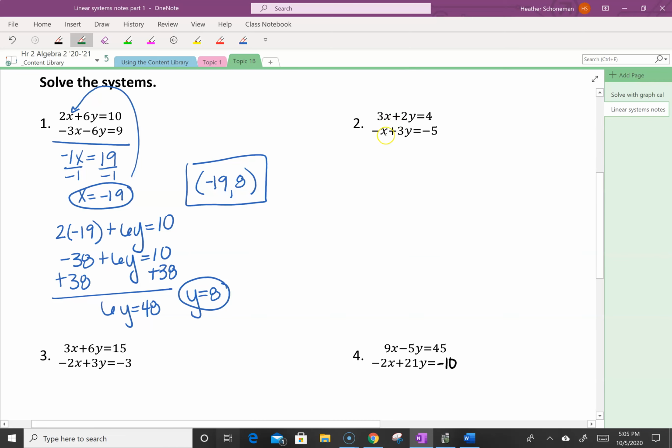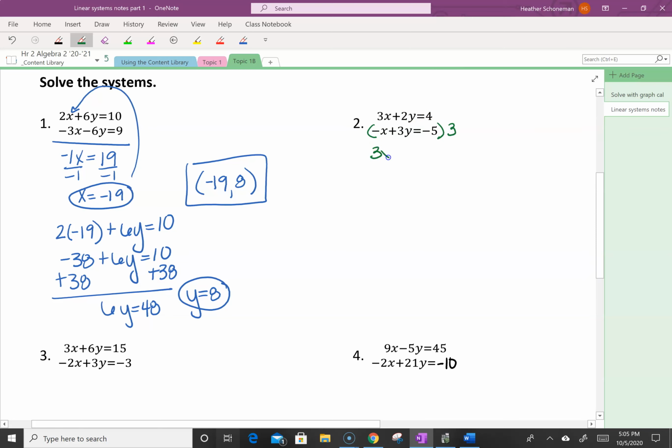Now, if you look at the x's, I can multiply this bottom x by 3, and then it's going to be negative 3x, and negative 3x will cancel with positive 3x. But if I look at the y's, there's no number I can multiply 2 by to get 3, and no number I can multiply 3 by to get 2, so I'd have to do the y's in 2 steps, but the x's I can do in 1. So I'm going to multiply this bottom equation by 3.